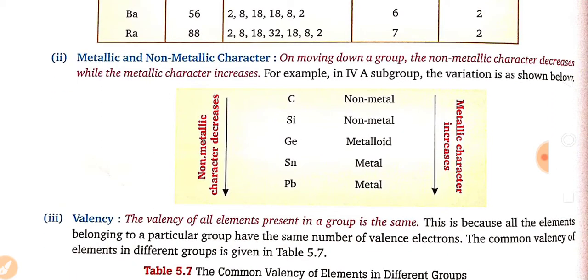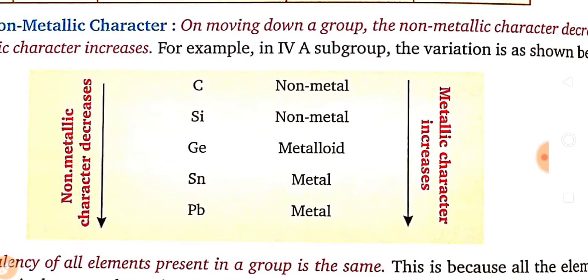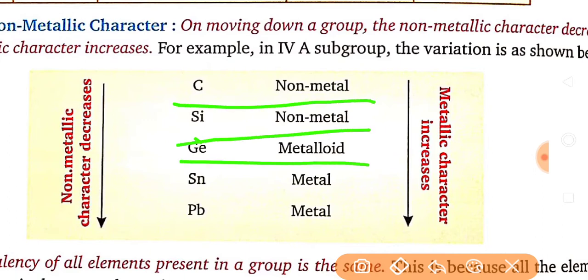Next is metallic and non-metallic character. On moving down a group, the non-metallic character decreases while the metallic character increases. For example, in fourth A group, the variation is shown as below. Non-metallic character decreases, metallic character increases. It means at the top of the group the elements are non-metals, but when we move down, metals start to appear.